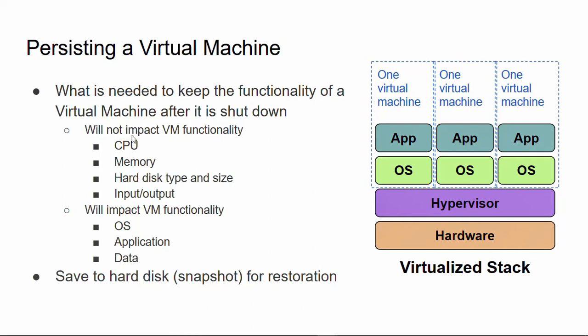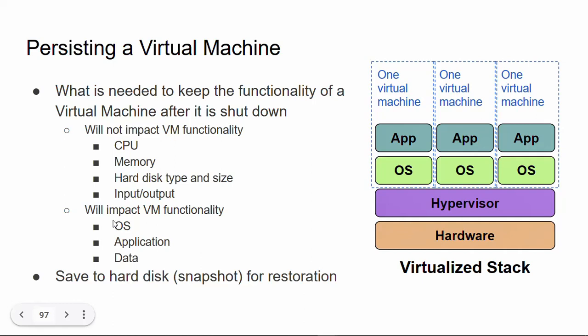Some of the characteristics that we mentioned will not impact virtual machine functionality, like which CPU it was running on, which memory stick it is utilizing, what type and size of hard disk it's utilizing, or the output devices. These are attached, so these are not going to impact the virtual machine functionality. What will impact virtual machine functionality is the operating system, application, and the data, especially configurations, right?